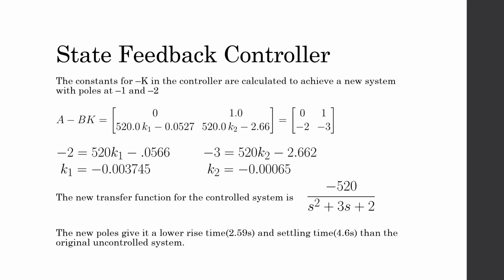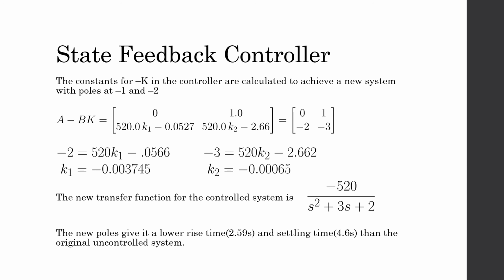In our example, K1 is negative 0.003745, and K2 is equal to negative 0.00065. With these values, a new transfer function can be created. In our case, the top remains the same at negative 520, but the bottom now represents the two poles moved to negative 1 and negative 2.